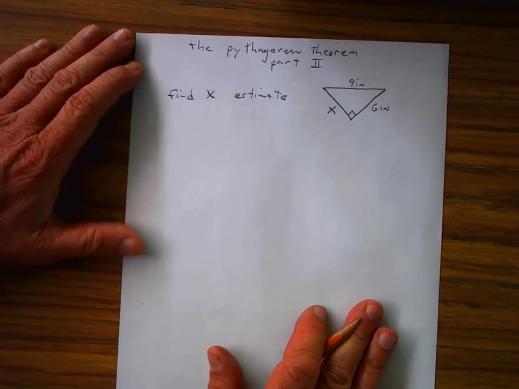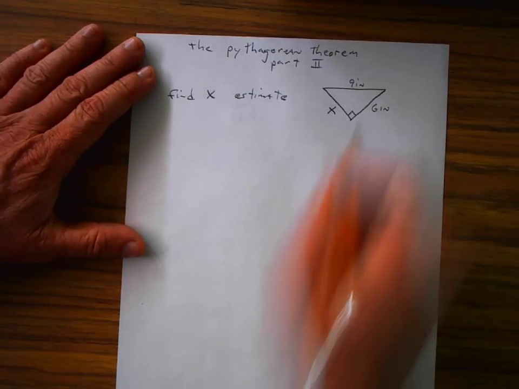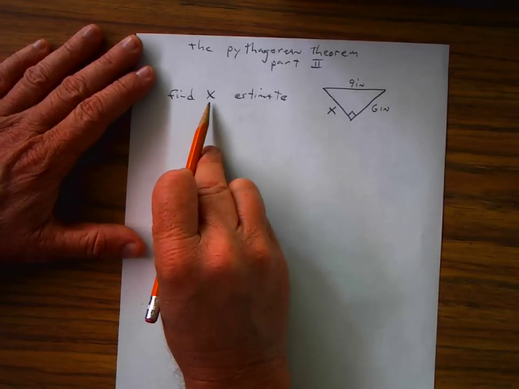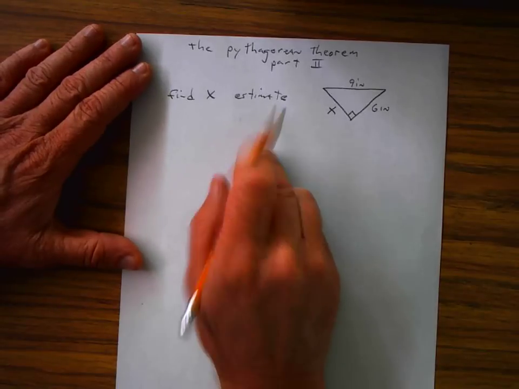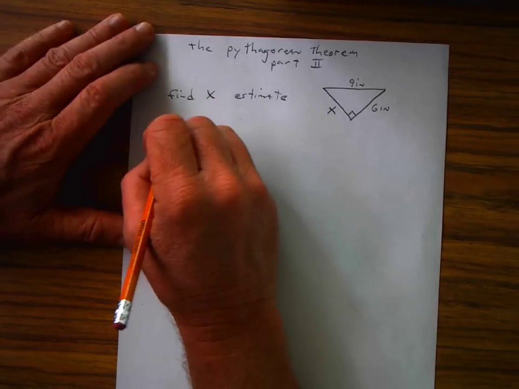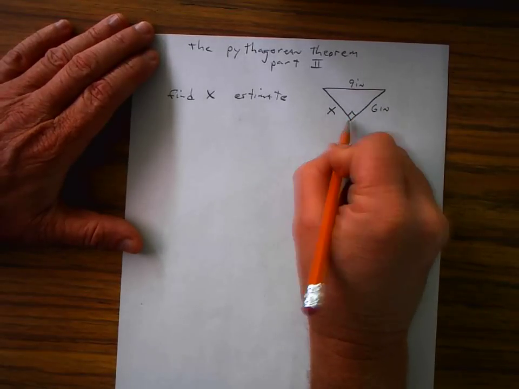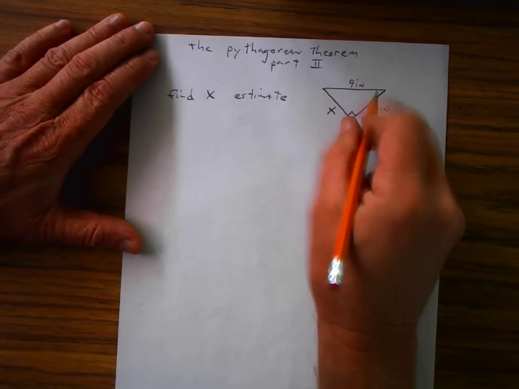Pythagorean theorem, part 2. In this right triangle, we want to find the value of x, and we want to estimate that value. So we know that there's a relationship. Well, first of all, let's label this part. The side opposite the right angle is the hypotenuse.